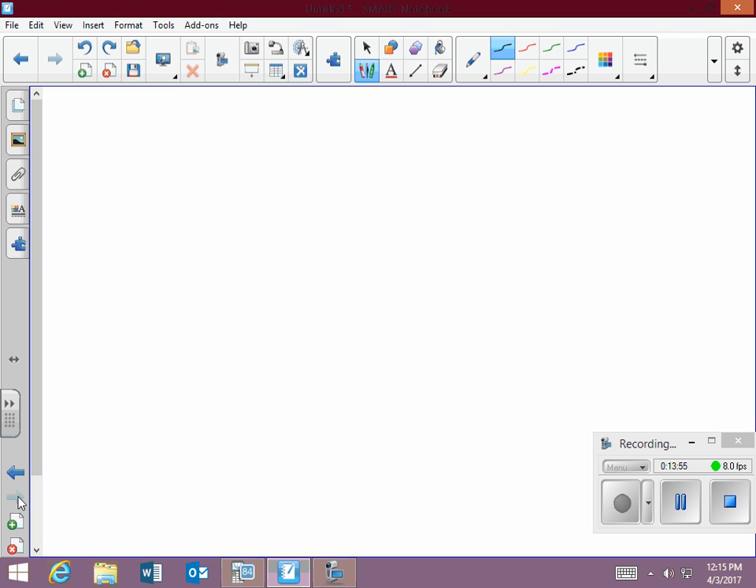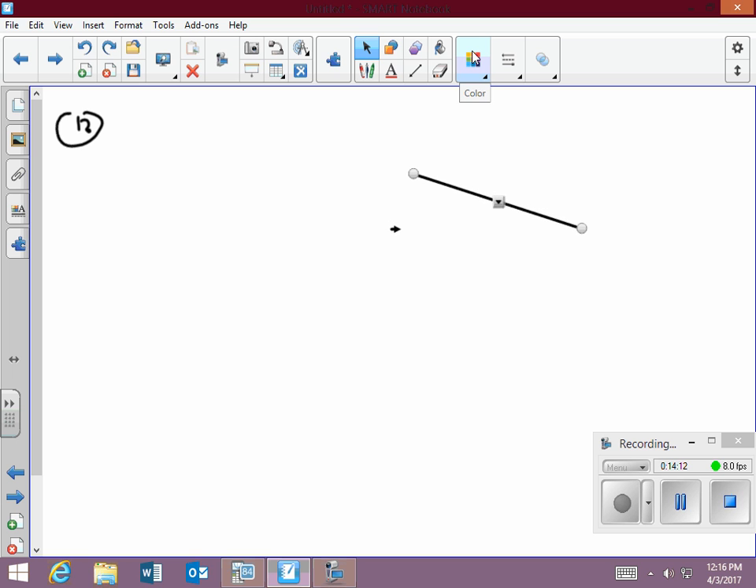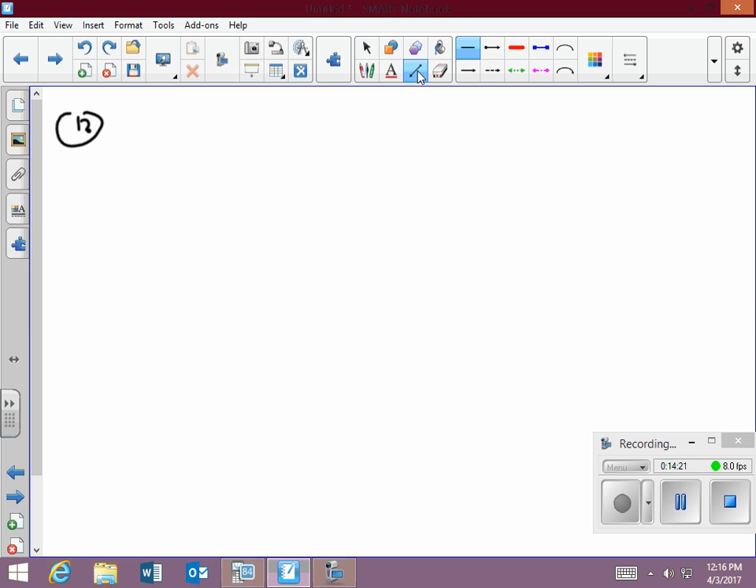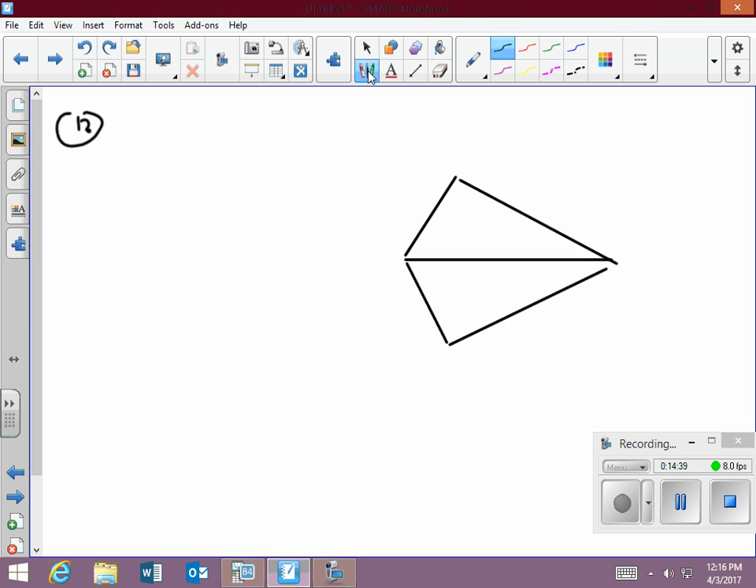Okay, 12. So what we have: this is P, this is R, S, and Q. And they're saying this side and this side are congruent. That side and that side are congruent.